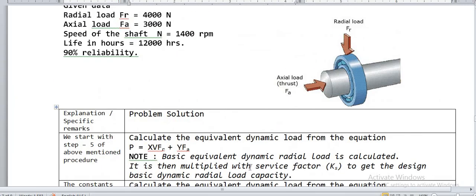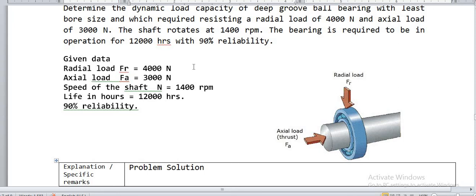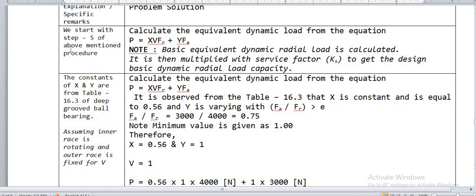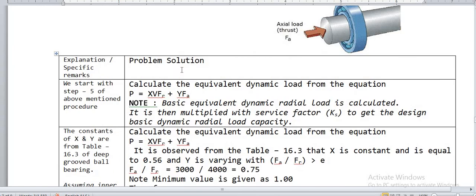As per the given data, the radial load FR is equal to 4000 newtons and the axial load is 3000 newtons. The speed of the shaft is 1400 rpm and the life is going to be 12,000 hours at 90% reliability. According to the problem, we need to calculate the equivalent bearing load, which is a combination of radial and axial loads, for which we need to calculate the X and Y values.